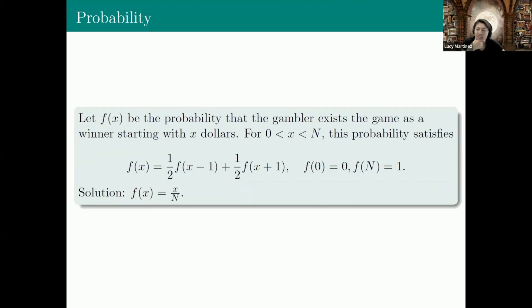Again, this recurrence relation has a solution of x over n. So this is the probability for any given n and x. You can just plug into the solution and find out the probability that the gambler exits the game as a winner.